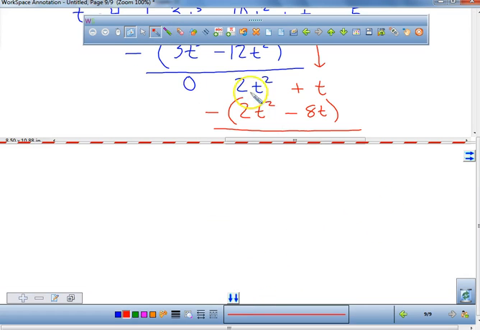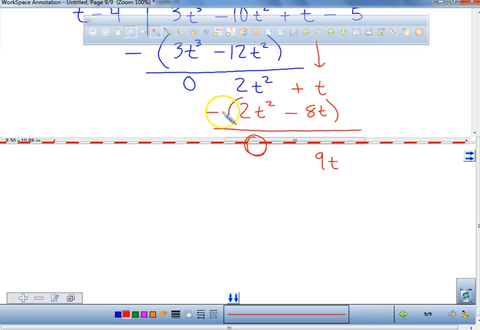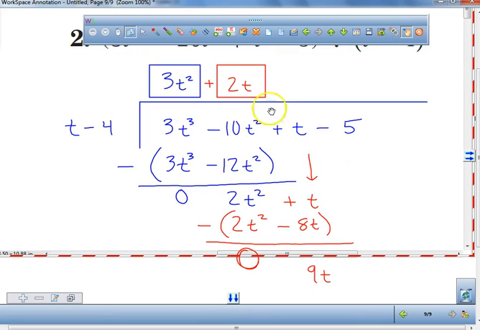Now, when we do this, what happens to these right here? They zero out. But what happens when you have a negative and a negative? It makes it a positive. So now how many t's are we going to have? We're going to have a total of 9t. Because this negative and this negative make it a positive, and t plus 8t is 9t. Alright. We got to take that -5 and drop it all the way down.